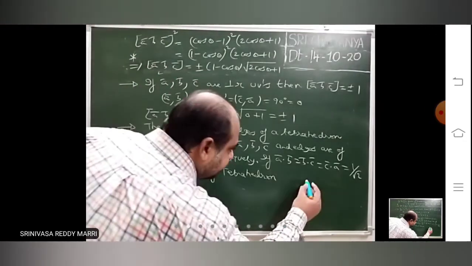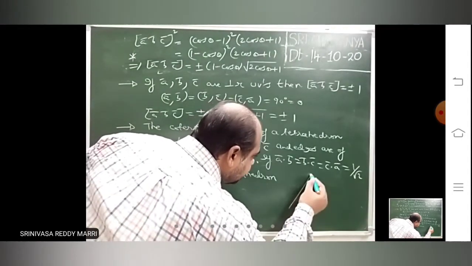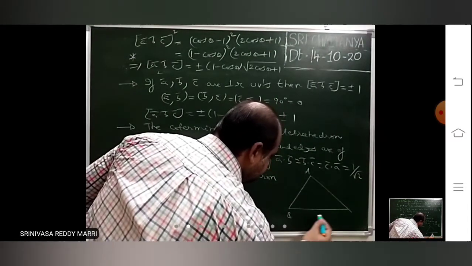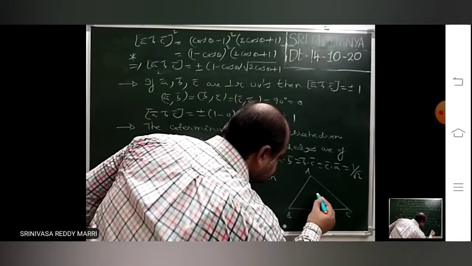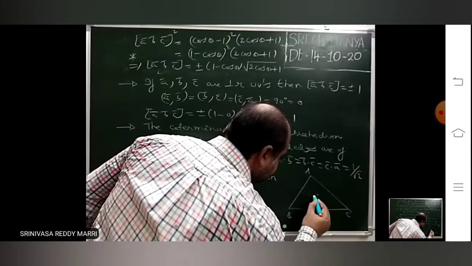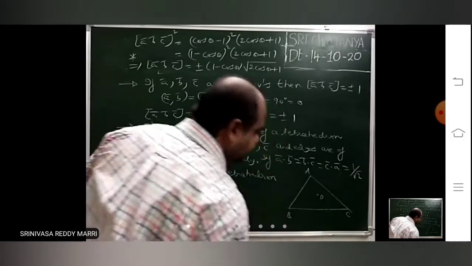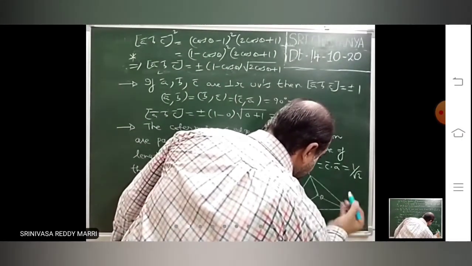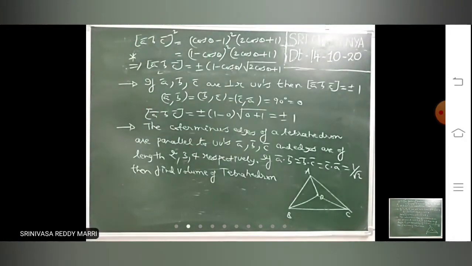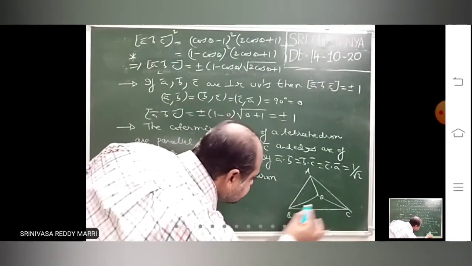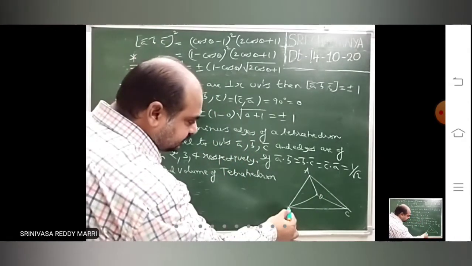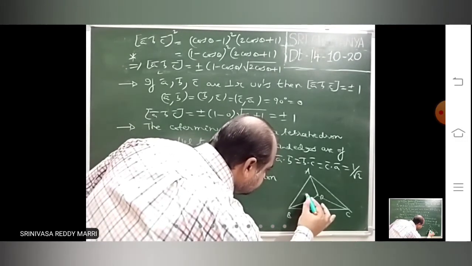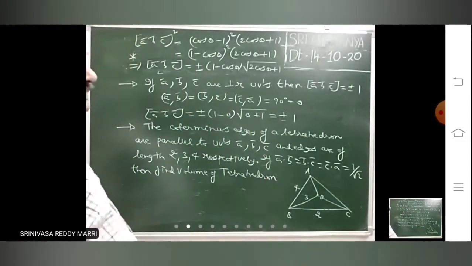So there is a tetrahedron. I told you how to draw the tetrahedron. Draw it like this, A, B, C. So this is D, let us say. Like this the tetrahedron will be. What is given is coterminous edges, meaning the three edges passing through a corner. This is 2 units given, this is 3 units given, this is 4 units given.